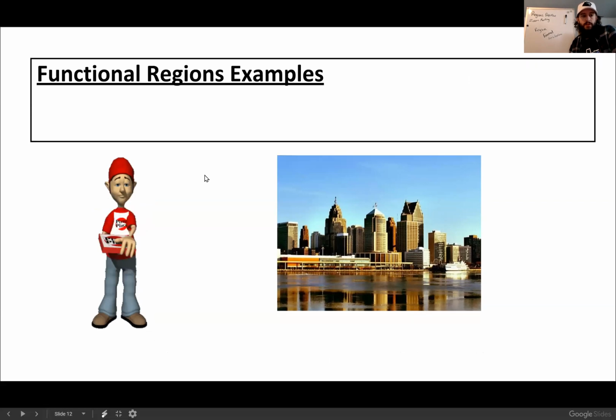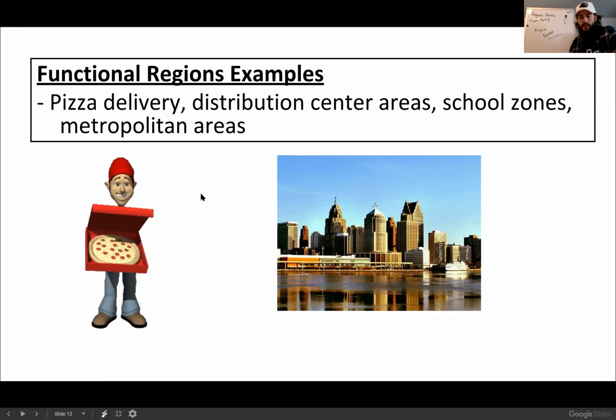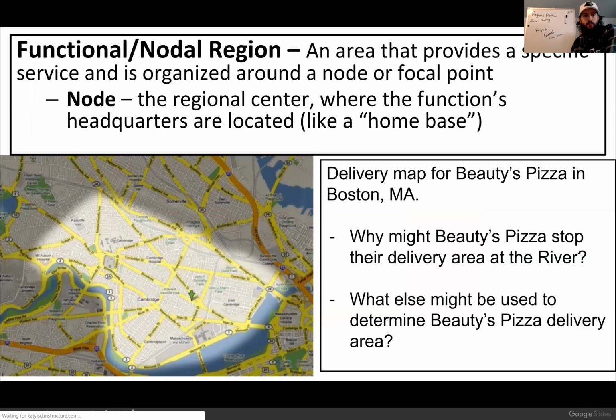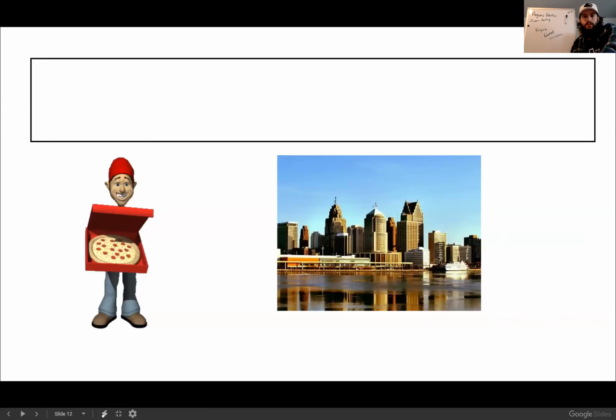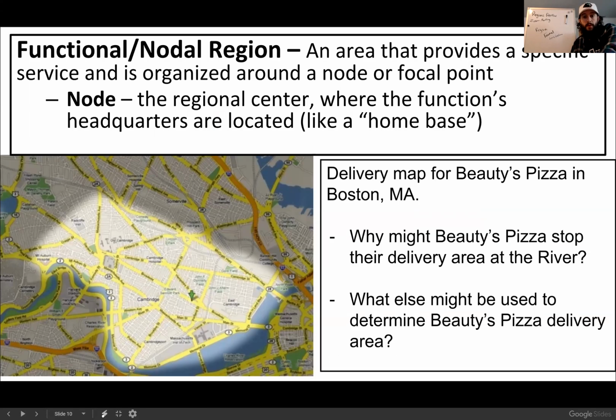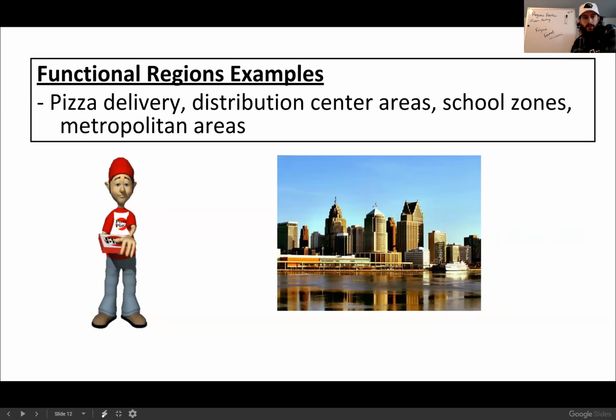Okay, functional regional examples. The best ones are pizza delivery, distribution center areas, school zones, and metropolitan areas, because if we go all the way back, a functional region provides a specific service and is organized around a node or a focal point. So pizza delivery is organized around the focal point of the pizza place. Distribution centers are the focal points for which distribution center you get your Amazon packages from.